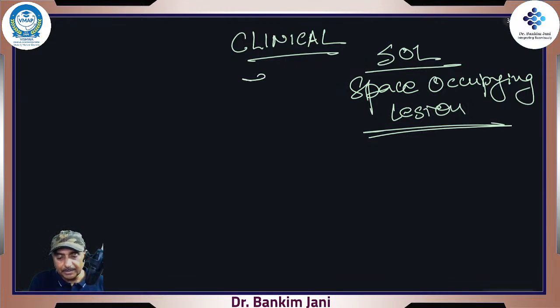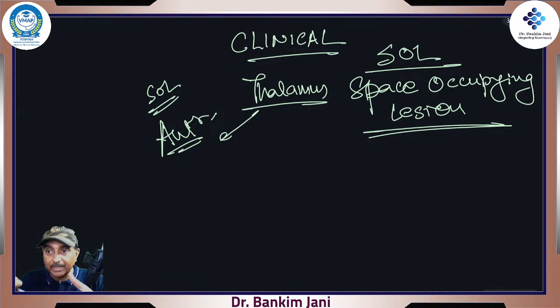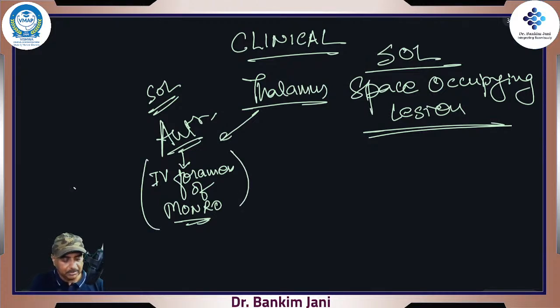So over here, the thalamus part. If we say this is the anterior part, and there is any SOL over here in the anterior part, that is very near to both the lateral ventricles. They are coming down, so there is the interventricular foramen of Monro. In such cases, the interventricular foramen of Monro would be vulnerable and it can get obstructed. So obstruction is a possibility.